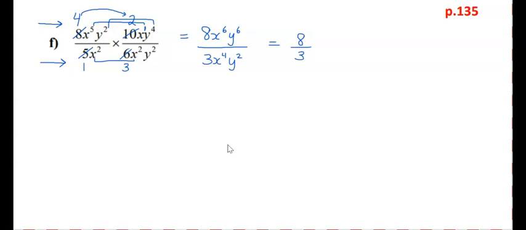x to the power of 6 divided by x to the power of 4 means that I subtract. 6 minus 4 is 2. This becomes x squared. y to the power of 6 divided by y squared means we subtract our exponents. This is y to the power of 4. This is our final answer. We can write it in two forms: 8/3 x squared y to the power of 4, or we can write it as 8x squared y to the 4 all over 3. That is also allowed.